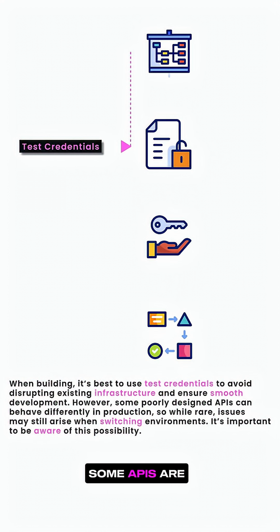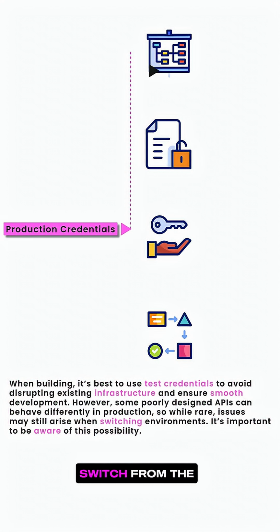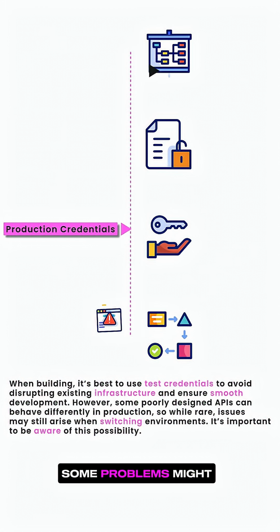That being said, some APIs are badly built, and when you switch from the test environment to the production environment, some problems might occur. Though this isn't very common, it does happen and you need to be aware of it.